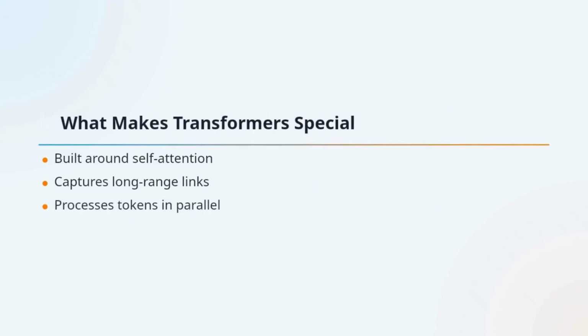Transformers are special because they rely on self-attention rather than sequential recurrence. That means they can connect words or tokens that are far apart in a sequence and still understand their relationship well. Also, unlike RNNs, transformers process the full sequence in parallel, which makes training much faster and more efficient.